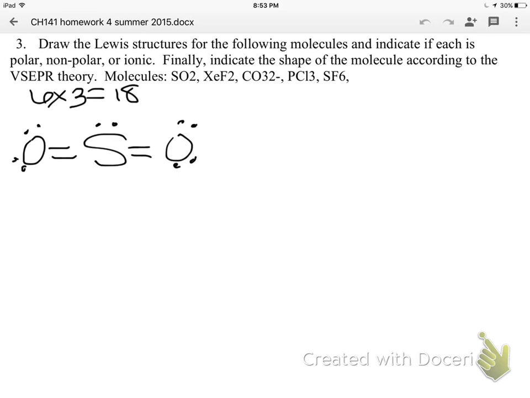Alright, the next one is XeF2. So it's going to be, Xe has 8 electrons because it's a noble gas.